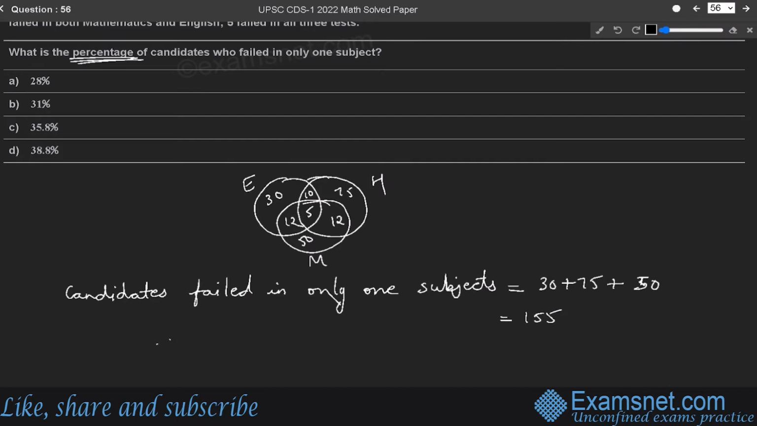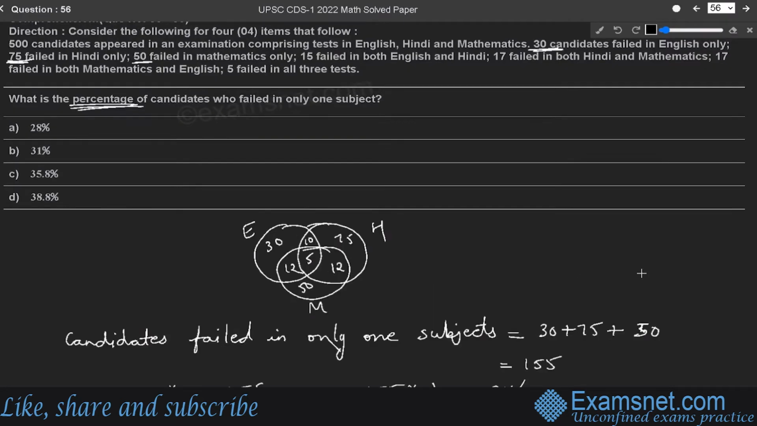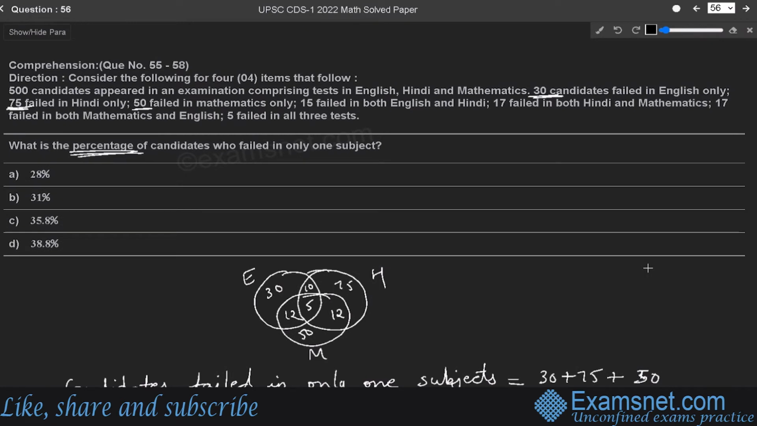So percentage will be 155 upon 500 into 100, which will be 155 into 1 upon 5, which gives 31. So this is the correct percentage for candidates who failed in only one subject. So the correct option for this question is option number B, which is 31%. See, all these questions are very simple.